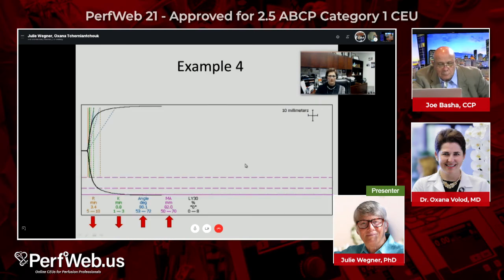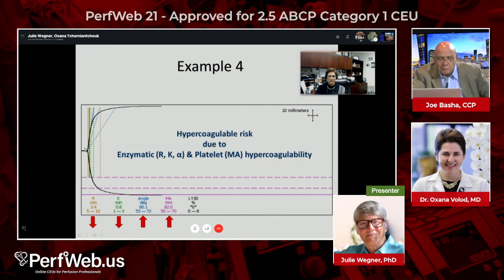Here's another example where we have hypercoagulable risk due to enzymatic, which is that first part, the coagulation cascade aspect of it. You have a low R, a low K, a high angle, and a high MA. So now we have both enzymatic hypercoagulation as well as platelet hypercoagulability. Now you have a couple options of how to treat this. You could hit the enzymatic pathway with an anticoagulant, or potentially a platelet inhibitor. Again, look at the patient, the conditions, and what they are really at risk for.